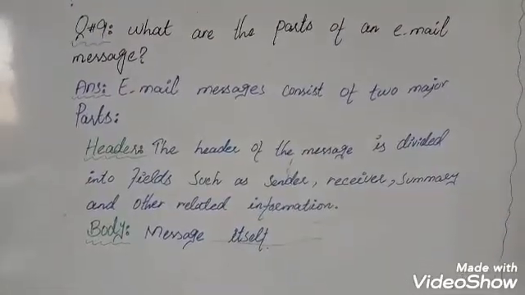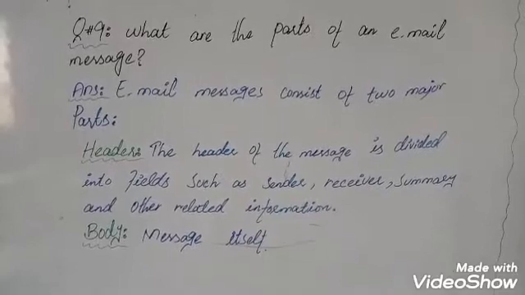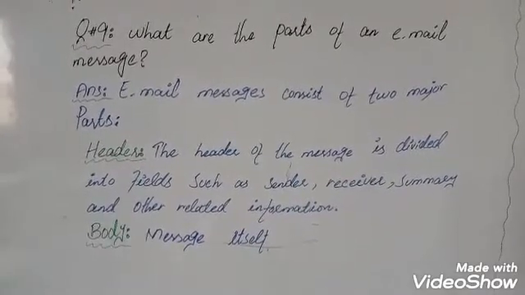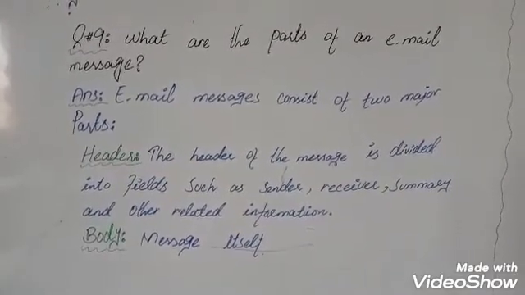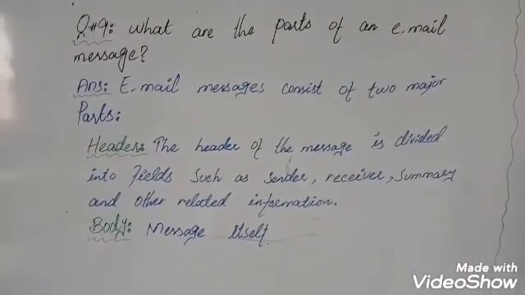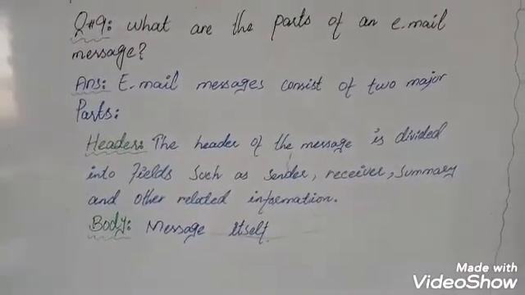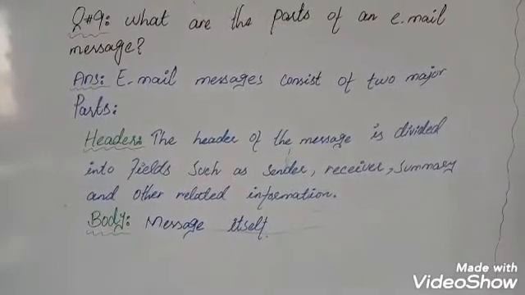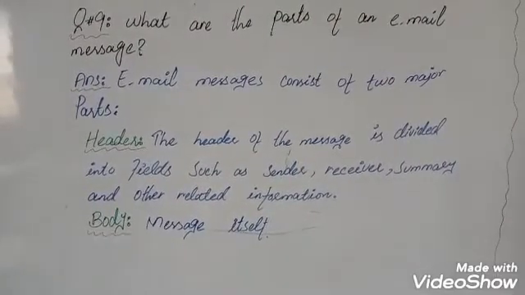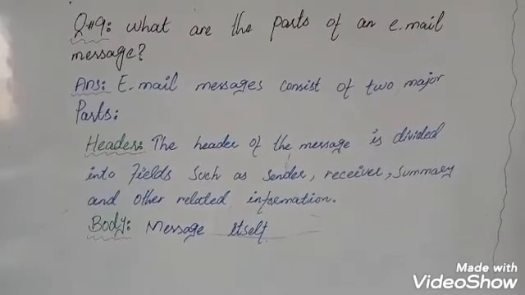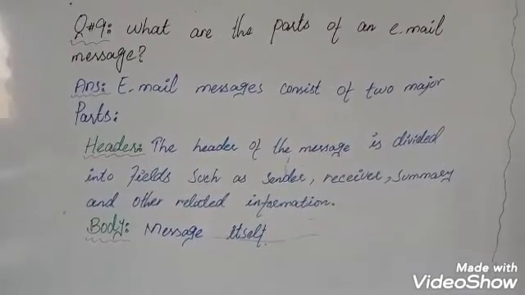Question number 9. What are the parts of an email message? Answer. Email messages consist of two major parts, header and body. The header of the message is divided into fields such as sender, receiver, summary and other related information. Next is body, the message itself.